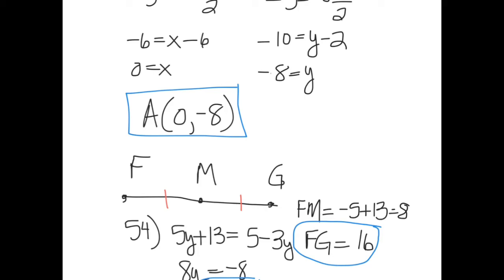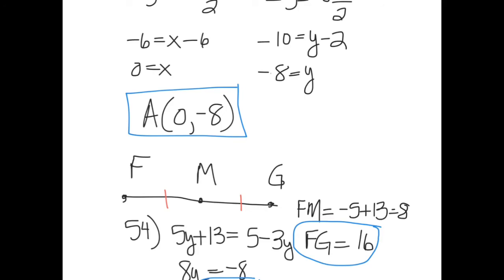Number 54, it tells you that M is the midpoint of segment FG. That means that FM is congruent to MG. I drew a little picture of that. Because those two segments are congruent, their measures are equal. So I set the equations equal to each other, meaning 5y plus 13 equals 5 minus 3y. So I discovered that y equals -1. I plugged that back in to find the value of FM, which is 8, and then I multiplied it by 2 to find FG. You were looking for FG, which is 16.